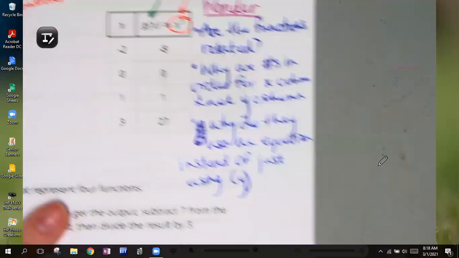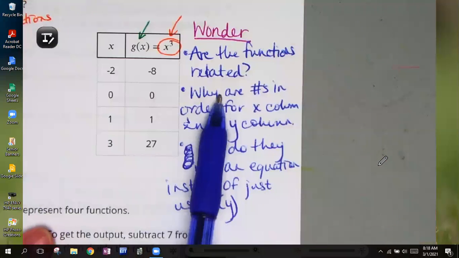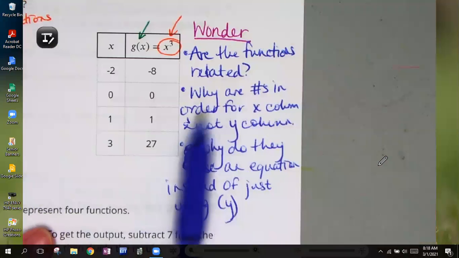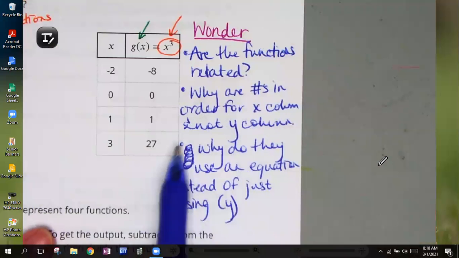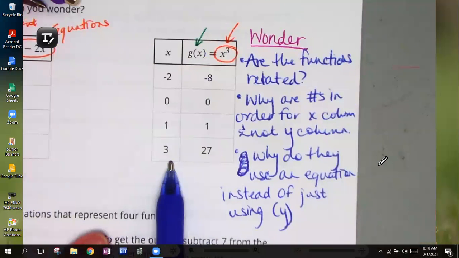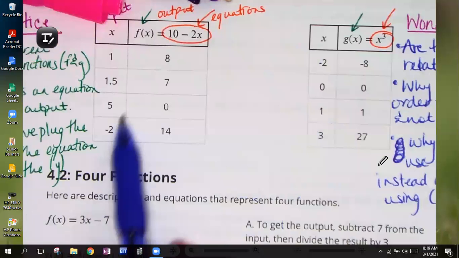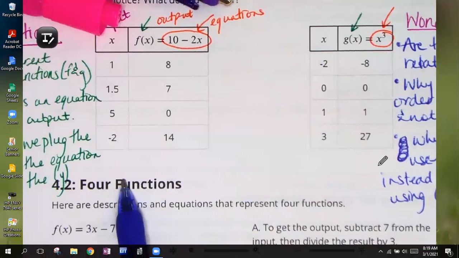Can you explain, I can't read that one. This one? Yeah. It said, why are the numbers in order for the X column and not the Y column? So like it's going from the least to the greatest in our X column. It's doing the same in the Y column. It is in this one, but in this one, it's not.